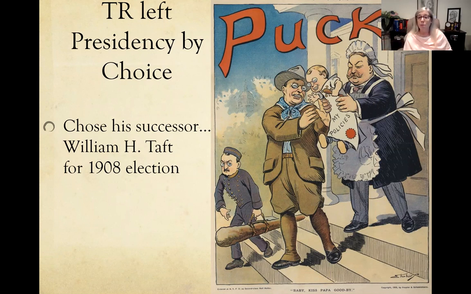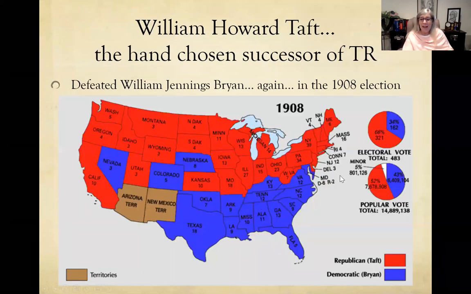So here you can see in Puck magazine that that's the plan, that Taft is going to be kind of the nursemaid taking control of Roosevelt's policies while he leaves the White House. So Taft gets elected, as we would expect. We've got the North and the West, for the most part, are carrying on the tradition of voting for the Republican.